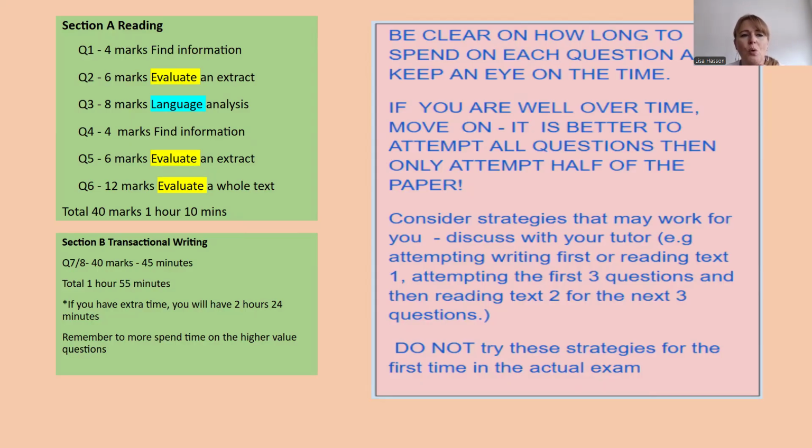And we have 1 language question only, and we have 2 questions where we find information from the text, which should be our quick wins. And as I've mentioned there for you before, you've got your transactional writing. So in terms of the timing of the paper, my advice on both paper 1 and paper 2 is the same, that you would spend about 1 hour and 10 minutes on section A, the reading section, and 45 minutes on section B, your transactional writing question.